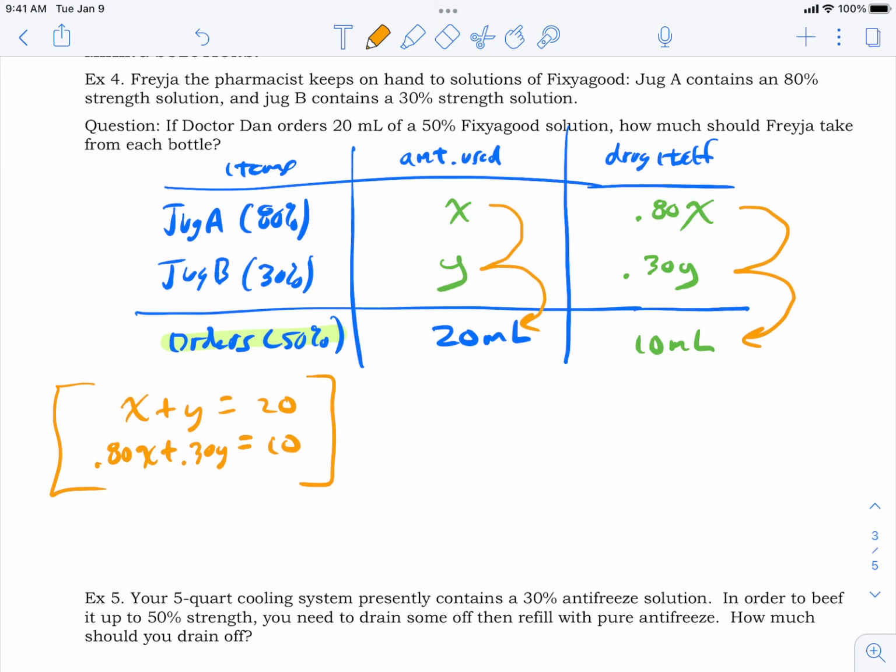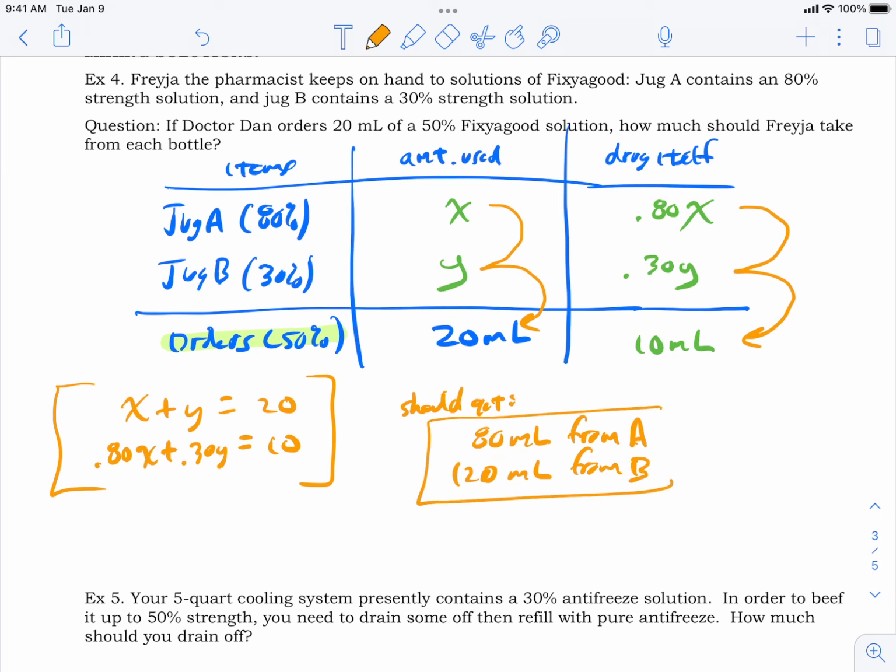Now, did I solve this already? Yeah. Let's not have you watch me solve. You know how to solve these things, right? So please solve as an exercise. What you should get is that you're getting 80 milliliters from jug A, and you're taking 120 milliliters from jug B. That's our answer.